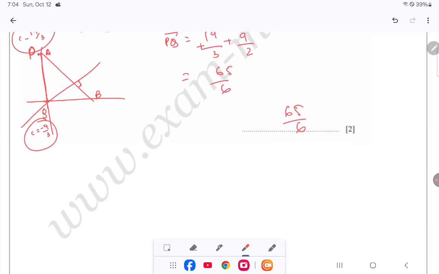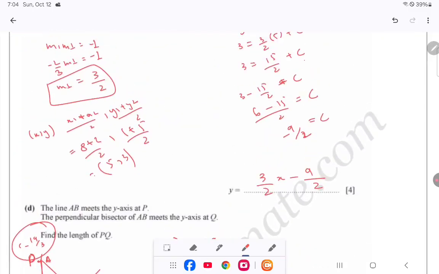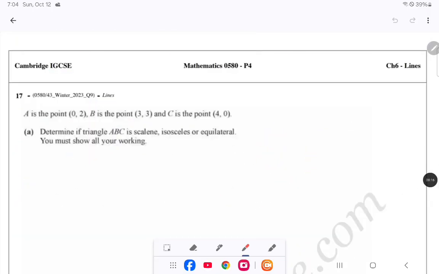Move on to question 17. In question 17, three points are given: A is 0, 2, B is 3, 3, C is 4, 0. Determine if triangle ABC is scalene, isosceles, or equilateral. You must show all your working. In an equilateral triangle, all sides are equal. In an isosceles triangle, two sides are equal, and in a scalene triangle, no sides are equal.